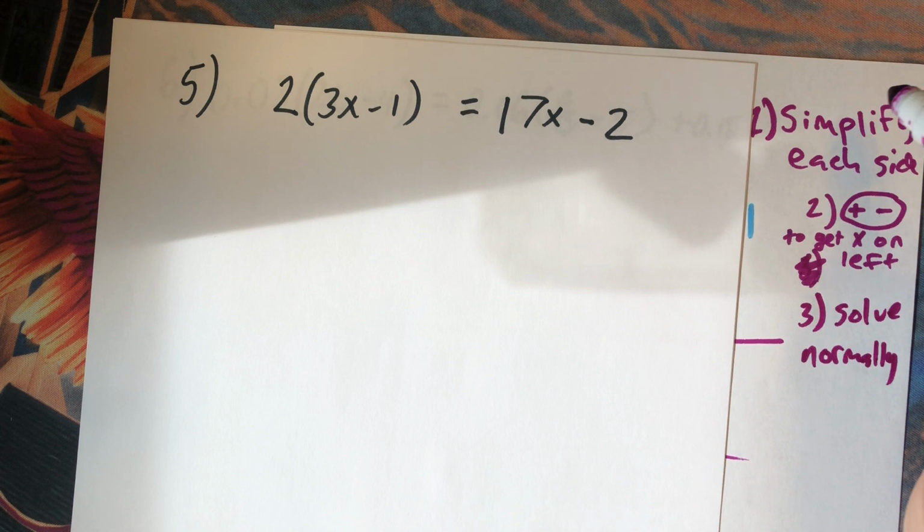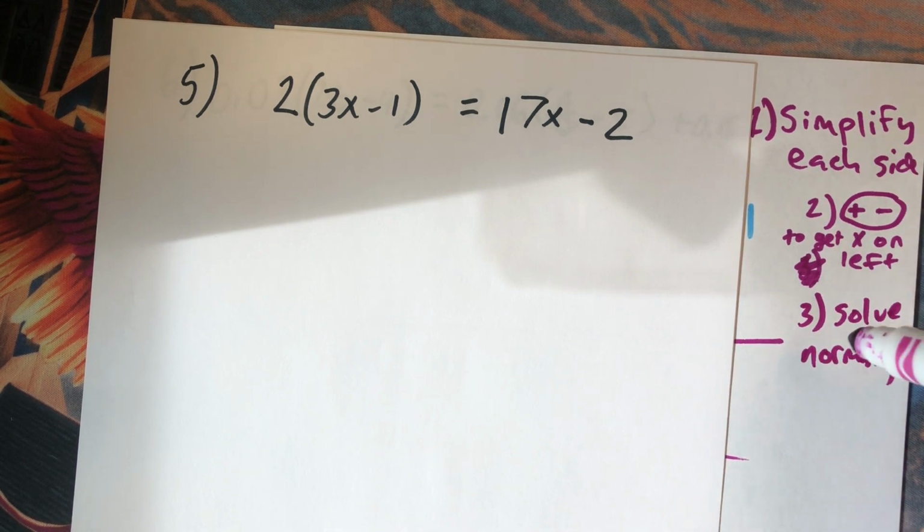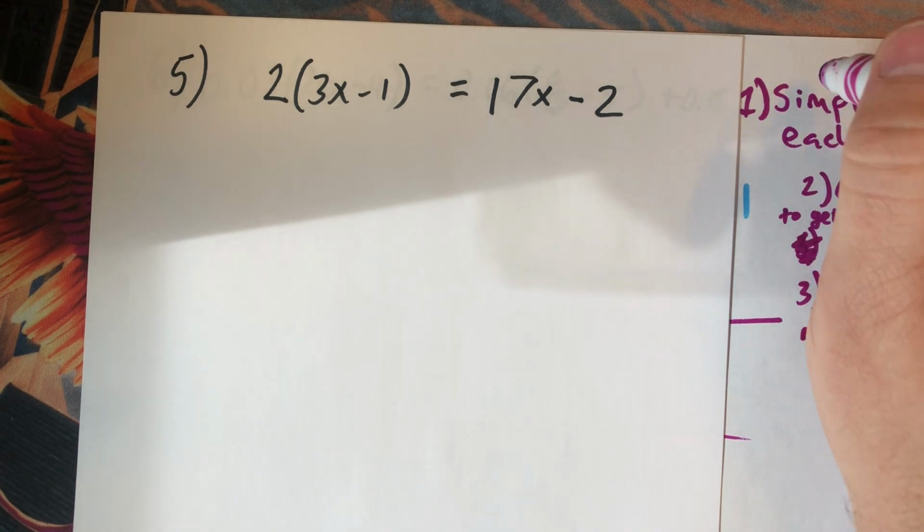So you might notice these are not super mathy ways to talk about this. These are the notes that make sense in my brain. That might not make sense in your brain. Well, then do something different. Write something different. You want to write something that makes sense to you. So 1, simplify each side.